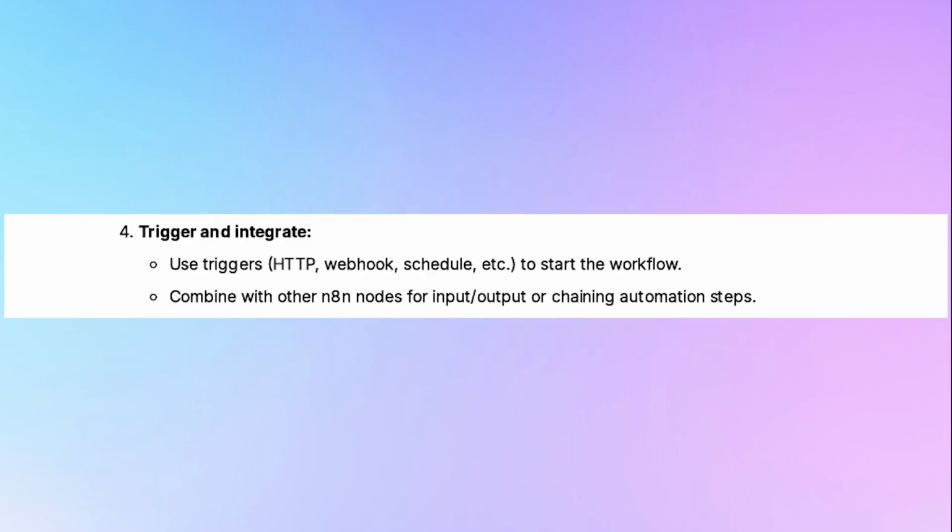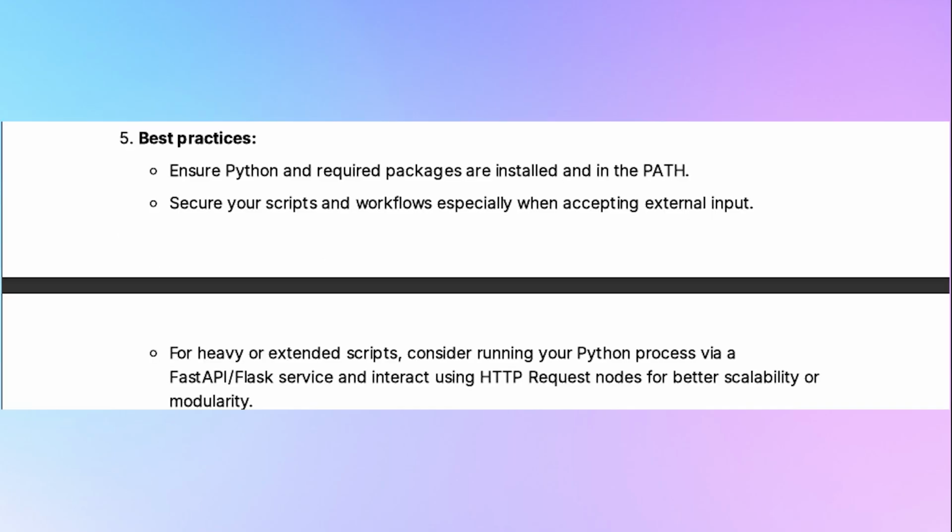Now, use triggers like HTTP, webhook, schedule, etc. to start the workflow. Then, combine with other n8n nodes for input or output or chaining automation steps. Ensure that your Python and required packages are installed and in the path. Secure your scripts and workflows, especially when accepting external input.